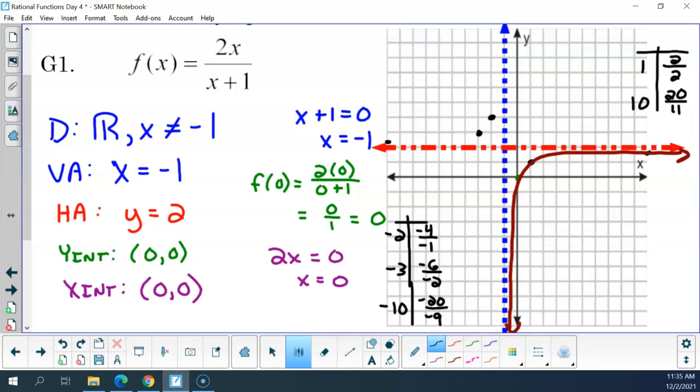I just don't understand why you choose the numbers. Why I choose? I always go for sure the next one on either side of the vertical asymptote. Okay? For sure that one. Then I usually go 1 more after that, and then I go to the far side of my graph. Okay?